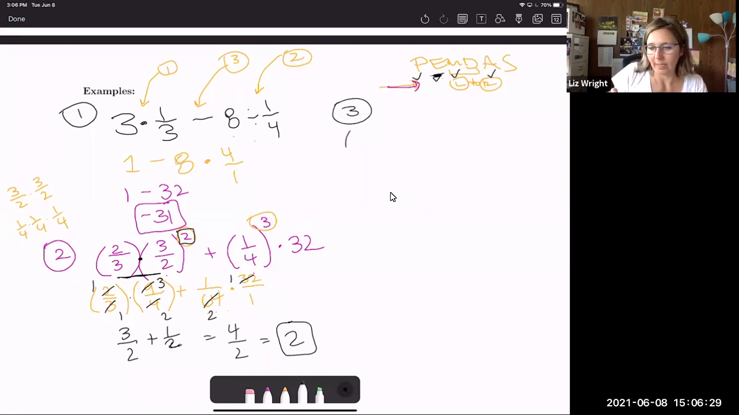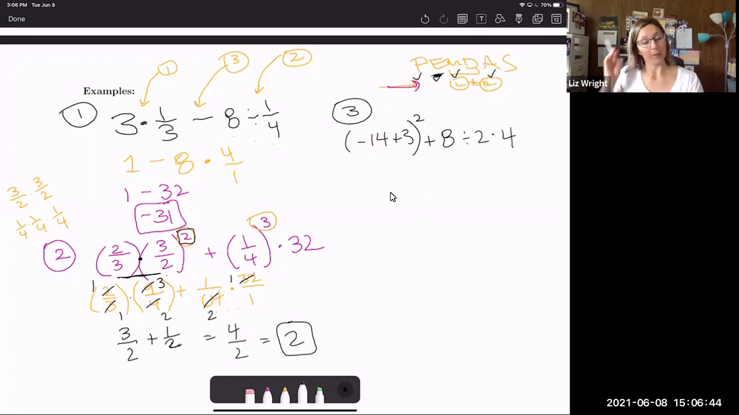We've got -14 plus 3 quantity squared plus 8 divided by 2 times 4. All right, you should pause the video and see if you can do this one on your own and see how you do. And then I'm going to work through it.